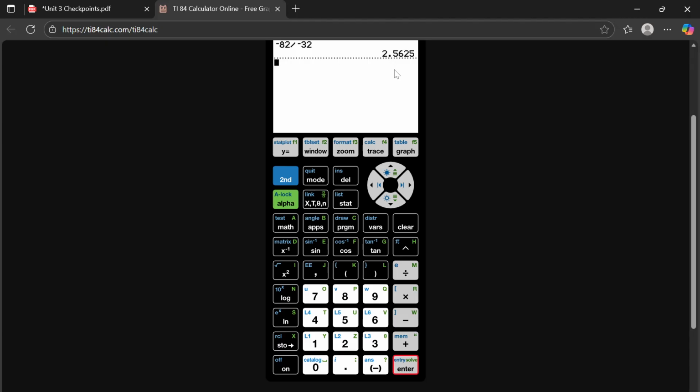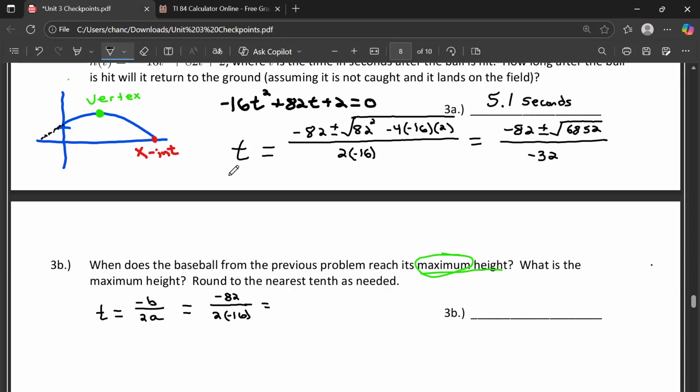And that gives me 2.5625. I have labeled this as t as a reminder of what I've solved for. So t equals 2.5625. T is time in seconds, so it's about 2.5 seconds. And it says, when does the baseball from the previous problem reach its maximum height? Okay, now I know when it reaches its maximum height. When t equals 2.6.